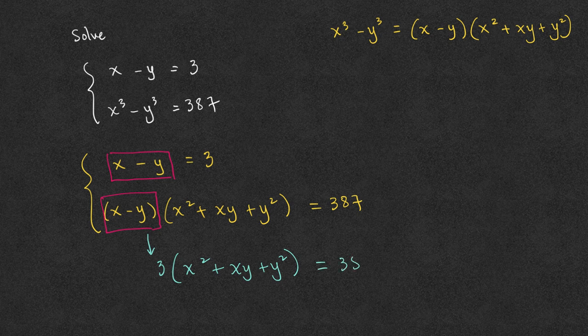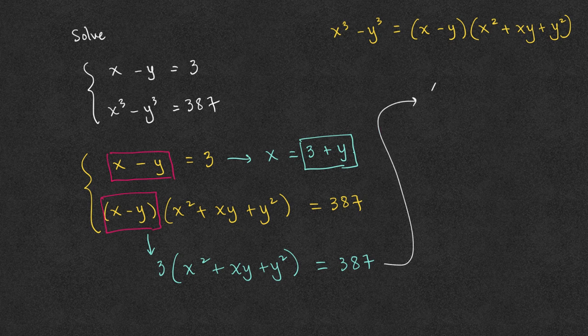This equals 387. But if x minus y equals 3, then it must be the case that x equals 3 plus y, or y equals x minus 3. It doesn't matter which one we use for the substitution. From this equation at the bottom, we divide it by 3 to get x squared plus xy plus y squared. 387 divided by 3 is 1.